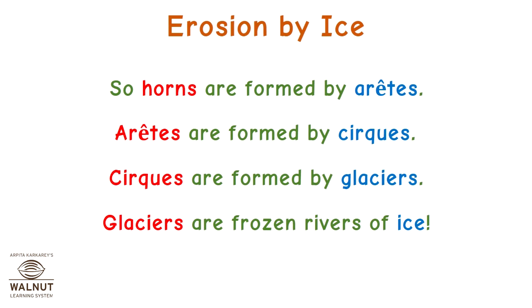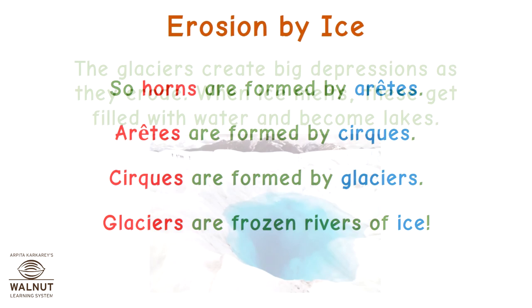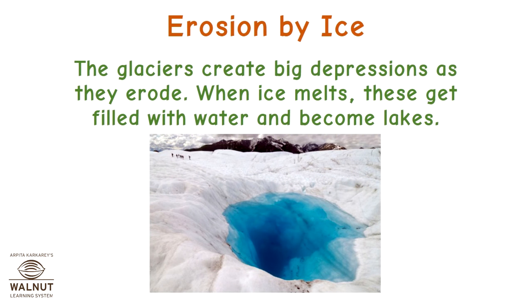Erosion by ice. So, horns are formed by aretes. Aretes are formed by cirques. Cirques are formed by glaciers. Glaciers are frozen rivers of ice. The glaciers create big depressions as they erode. When ice melts, these get filled with water and become lakes.